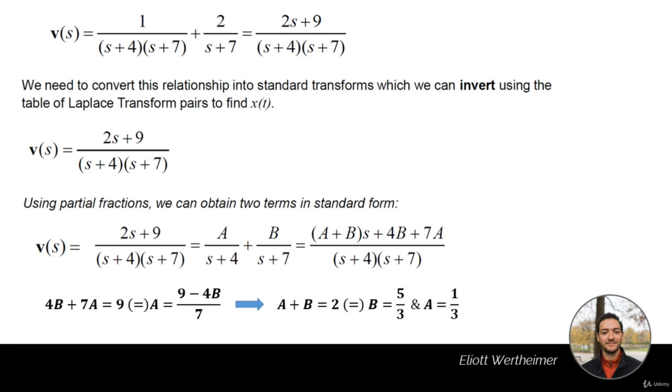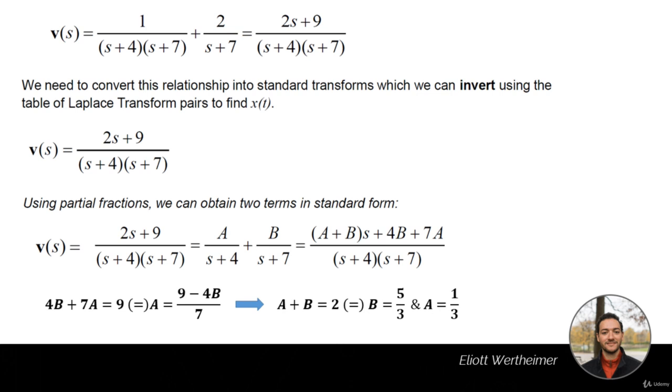Now we can develop this equation to look back like the first one, so we can clearly identify which terms are equal to which terms. So developing this, we get that a plus b multiplied by s plus 4b plus 7a divided by s plus 4 multiplied by s plus 7 is equal to the equation from the beginning. So what you see is that in the numerator, you have a number multiplied by s on both sides. On the left it's 2, on the right it's a plus b. So you know that a plus b is going to be equal to 2.